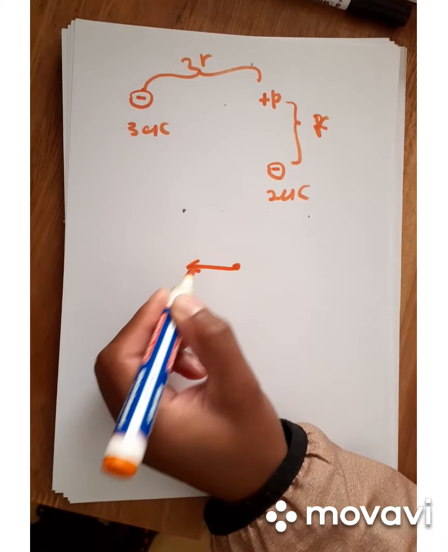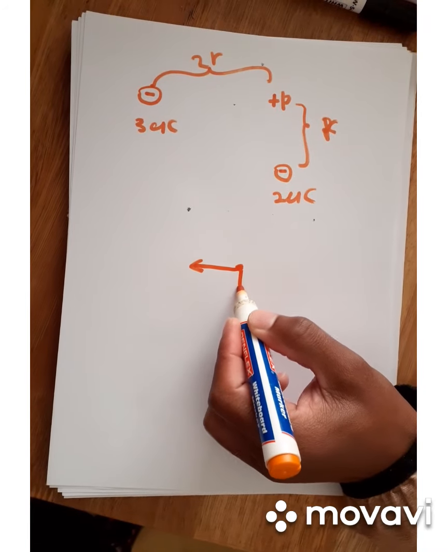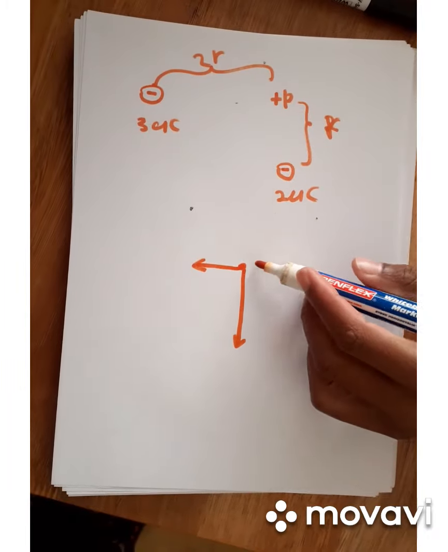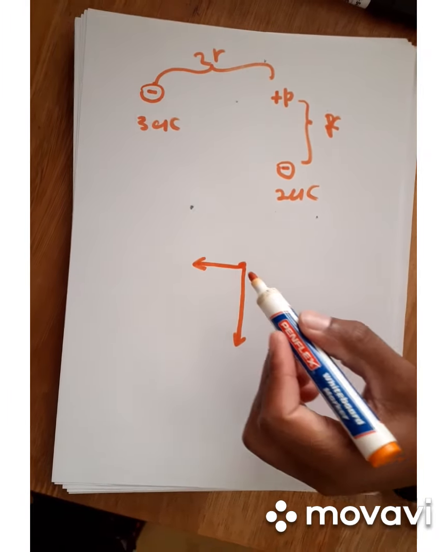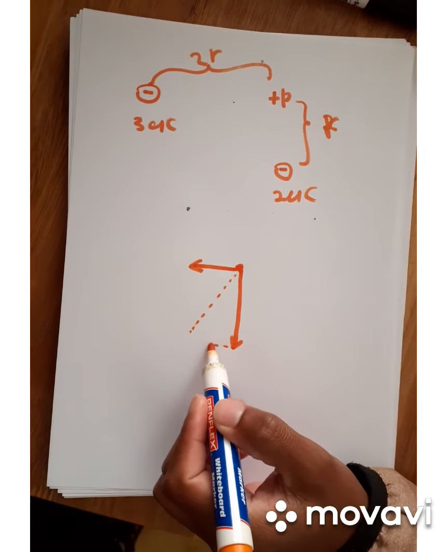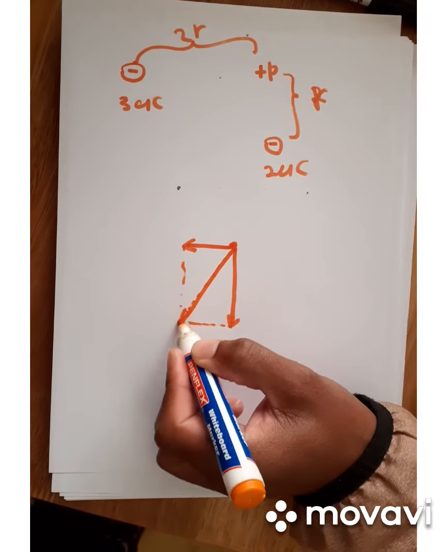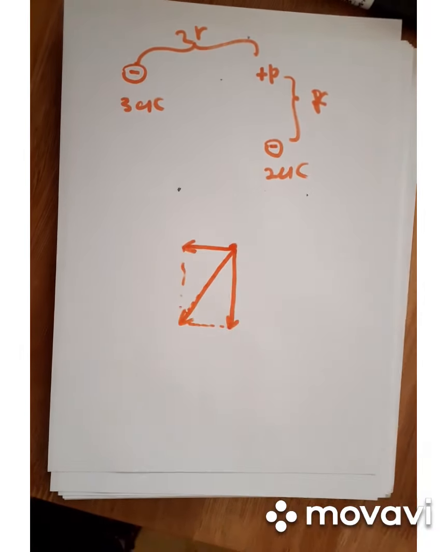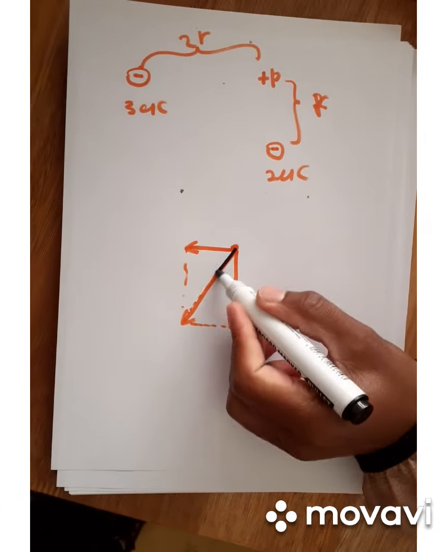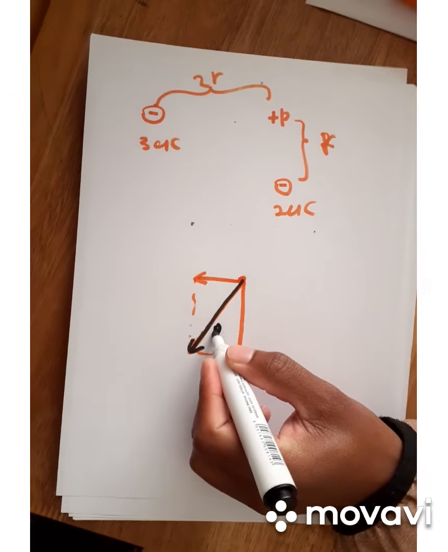I get E1. And then this again, it is going to do the same. It is going to pull it towards itself. Now you see what we have here. We have a tail-to-tail method. Then we can try to complete the parallelogram. Then what do we have here? Instead of moving that way or this way, it is going to move along the diagonal. Therefore this is going to be the resultant.